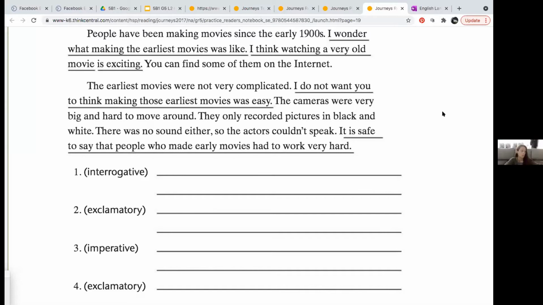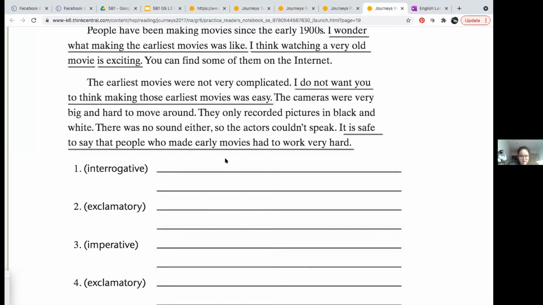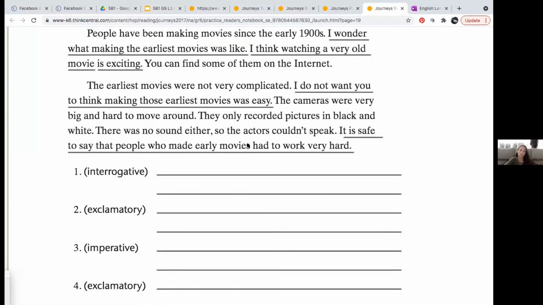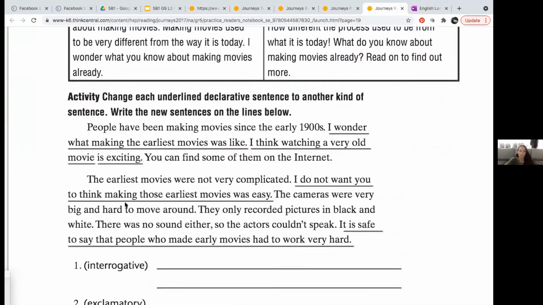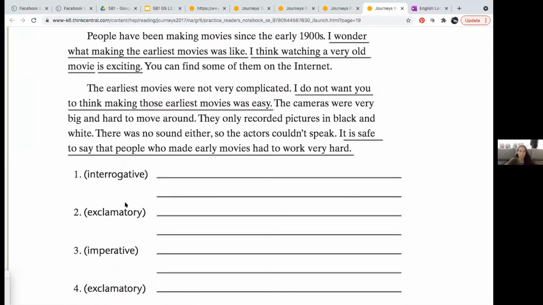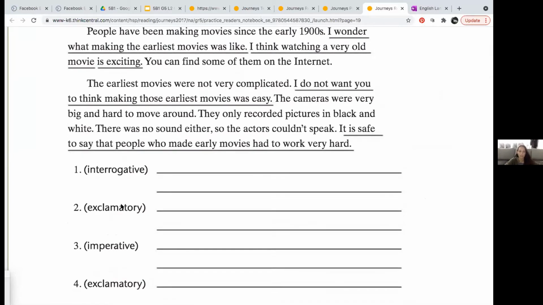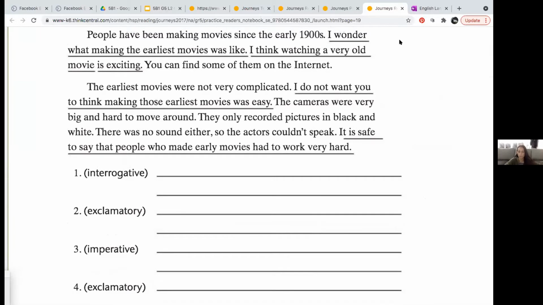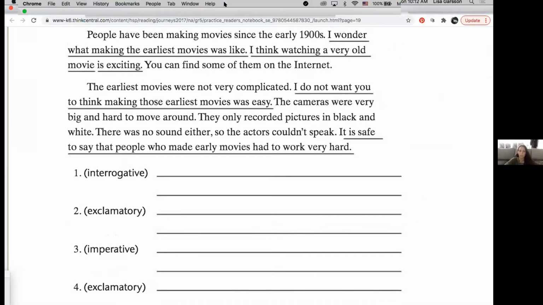All right, good job. So that's just a lot of boring information. Instead, we are going to change the underlined sentences to make them more interesting. So, number 1, how can we change, I wonder what making the earliest movies was like? How can we change that into an interrogative sentence? Mitzi, can you do that one for us, please?